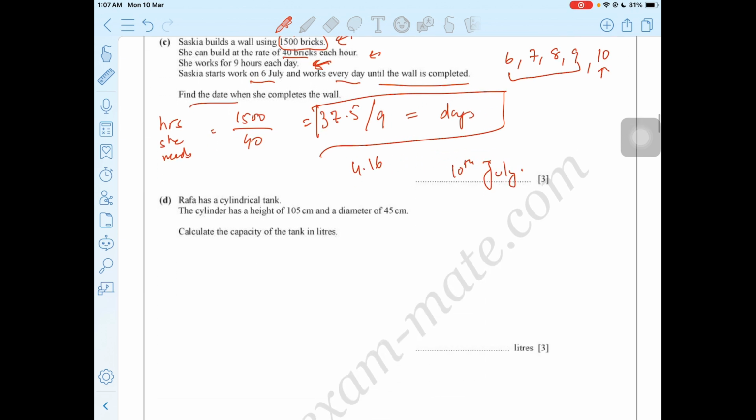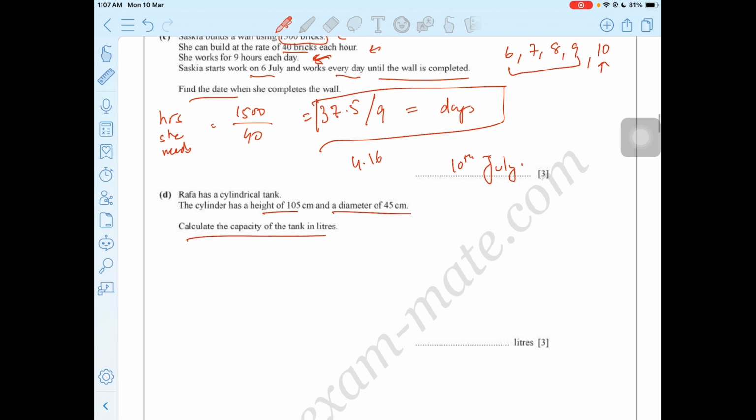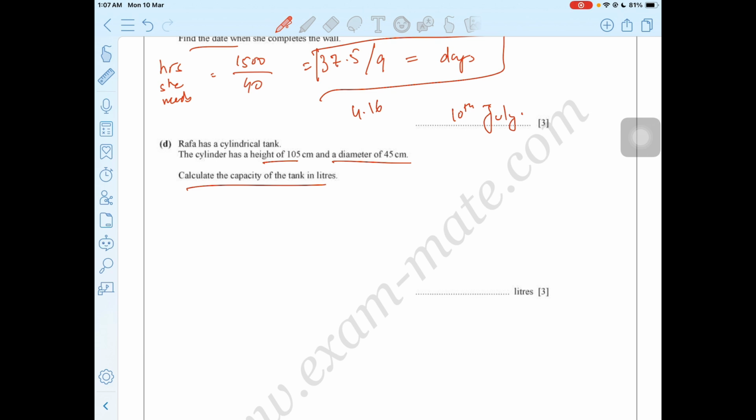Okay. Now Rafa has a cylindrical tank. The cylinder has a height of 105, diameter of 45. Calculate the capacity of the tank in liters, right? So we have the cylinder's volume as pi r squared h, right? So this diameter is divided by 2. So this would be pi into 45 divided by 2, and then we have 105, right? And it asks in liters, so this would eventually be divided by 1000 as well, right? And this is squared. So this would be simply pi multiplied by 22.5 squared multiplied by 105. Then we divide by 1000.